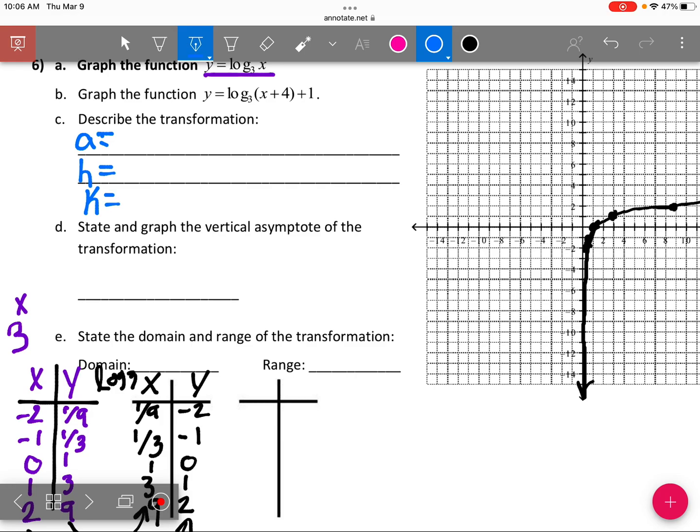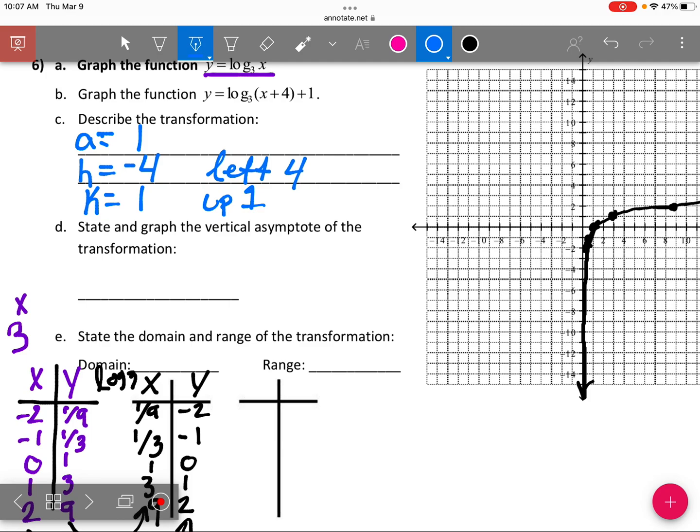So let's start with an easy one. What's K? 1. What does that mean is happening? Up 1. How about my H? -4, which means it's going left. How about my A value? 1, which means what happens?